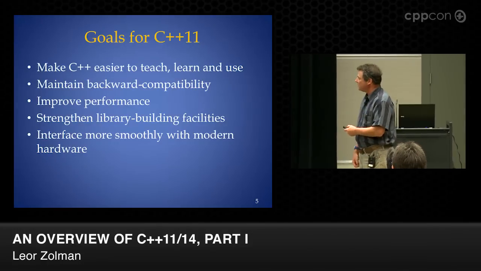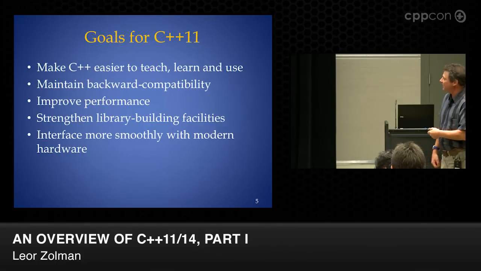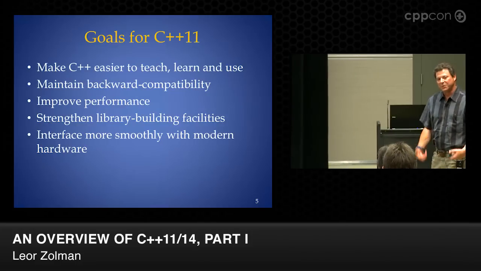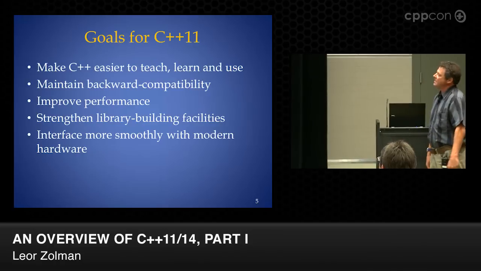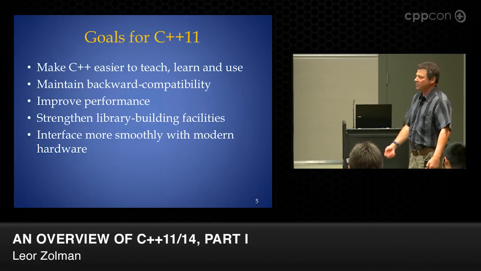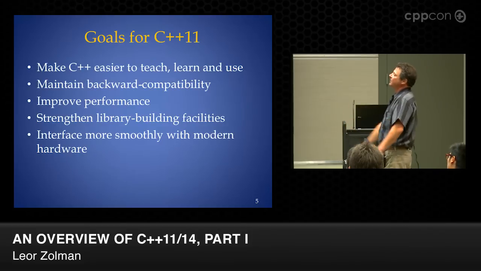Improving performance is always a good thing. Strengthen library building facilities. That's the features for class design. Allow a programmer to be a lot more explicit in the relationships between types. So a whole bunch of errors that the compiler would not be obliged to catch in old C++, it now can catch if you empower the compiler to do that by using these facilities.